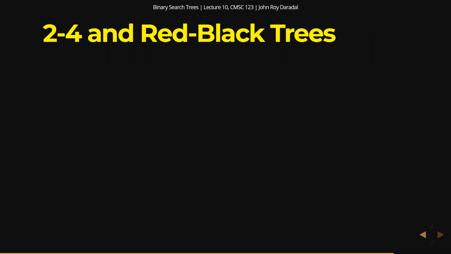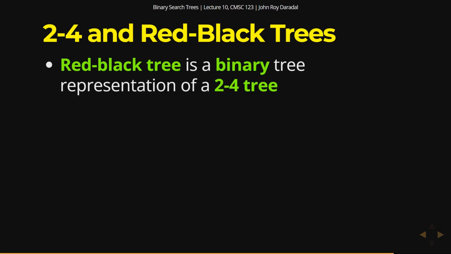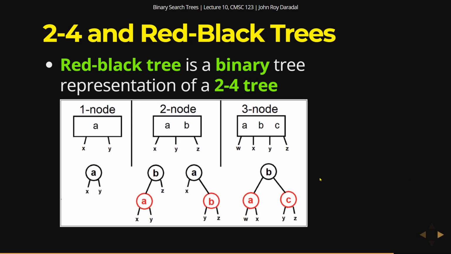Now it turns out 2-4 trees and red-black trees are actually related, because a red-black tree is just a binary tree representation of a 2-4 tree. So you can convert from a red-black tree to a 2-4 tree and vice versa. I'll show you how. If you're given a 2-4 tree, you can convert it to a red-black tree by following these transformations.